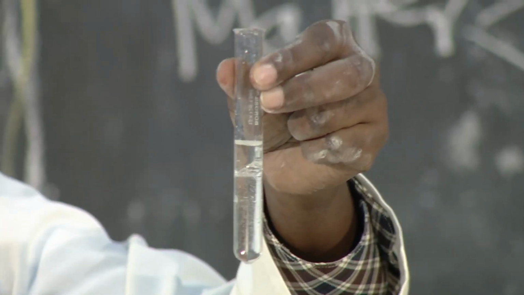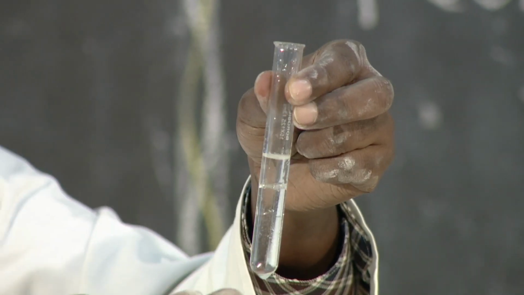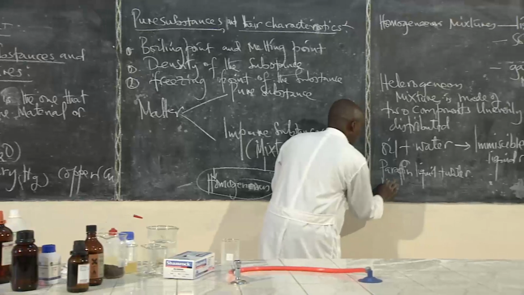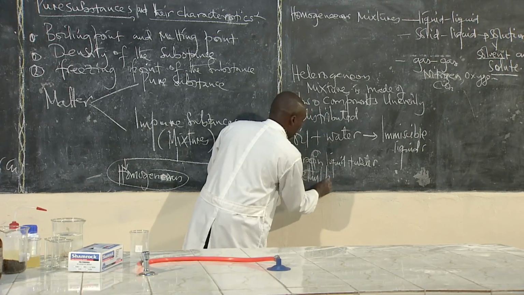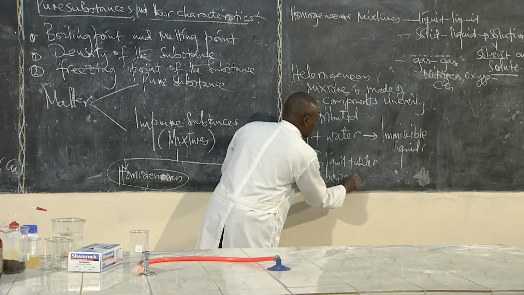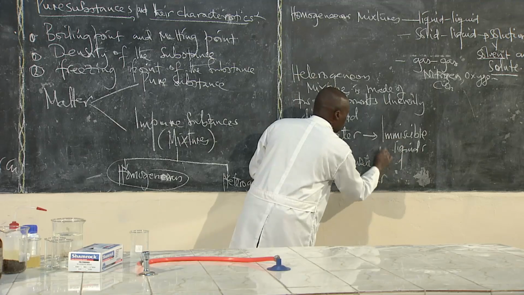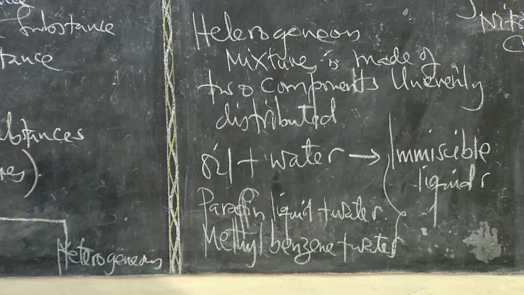You see? So the methylbenzene is moving up, so it forms a layer. So that is one other example of methylbenzene with water. These are all immiscible liquids. Those are some of the examples.